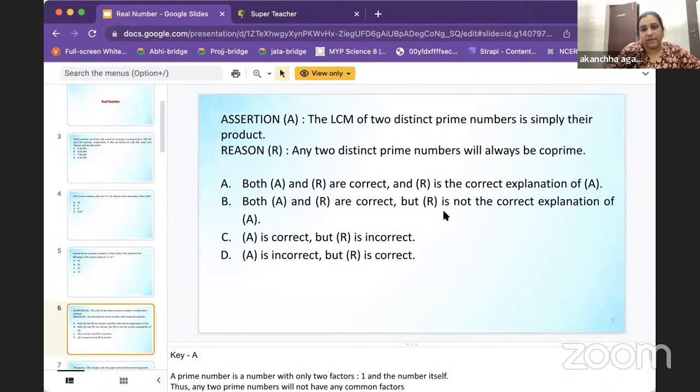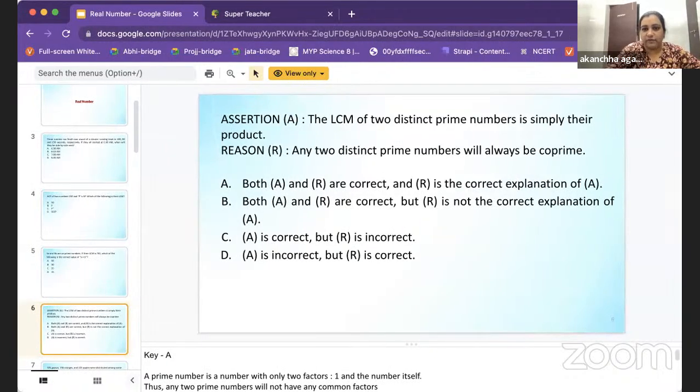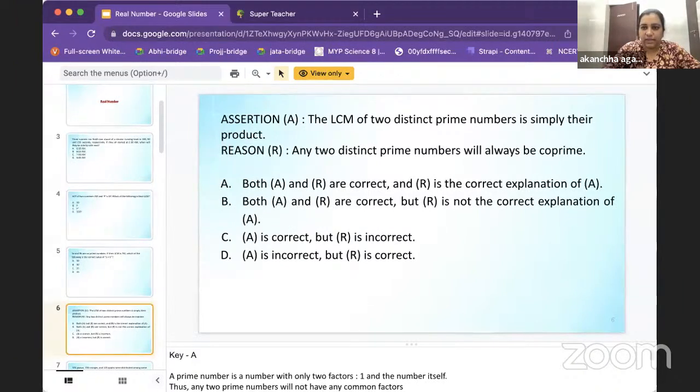This is a very, very important question, and you see a new type of question, very different from what you find in NCERT books. The question is based upon two statements. Here we have two statements, a statement A, which is an assertion, and a statement R, which is a reason. Let me walk you through what we mean by assertion and reason.